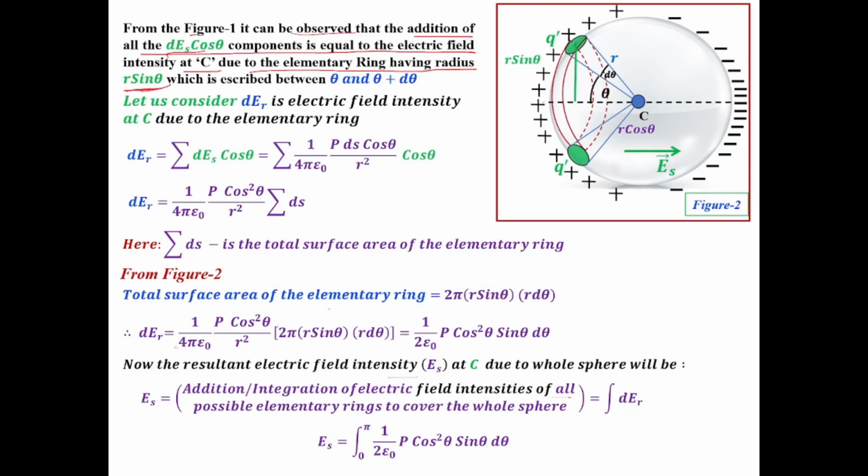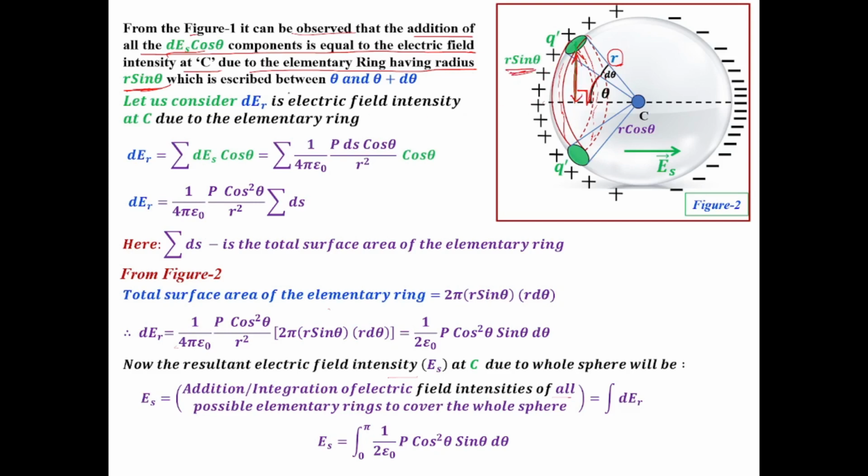How? Here you can see this is the elementary ring, this is theta and this length is r. So obviously this is the radius of this elementary ring. If we consider this right angle triangle, with r as the distance and theta as the angle, then obviously this value will be how much? r sin theta. So the radius of this elementary ring is r sin theta.